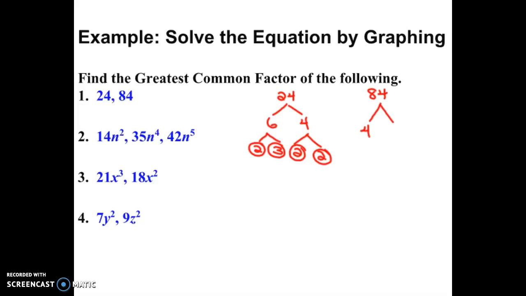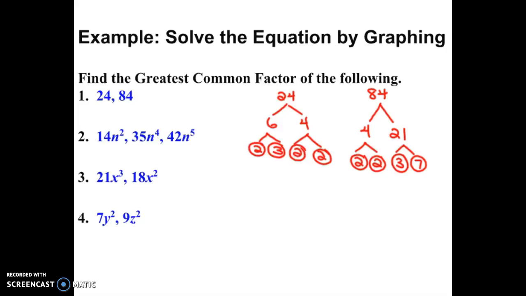For 84, 4 and 21 is 84. 4 is 2 and 2, and 21 is 3 and 7. Those should be the prime numbers you can multiply to get 84. If I can multiply all of those and get 24, then each of these prime numbers at the bottom should also divide into 24, and the same is true for 84. So I can find the numbers they have in common and multiply them together to get the greatest common factor.